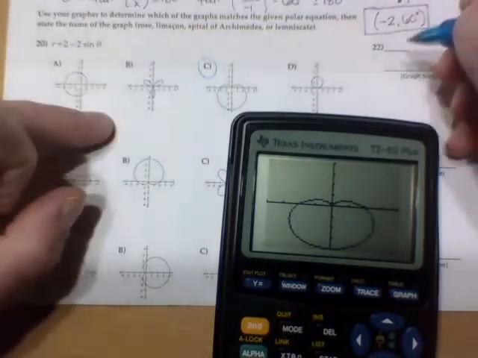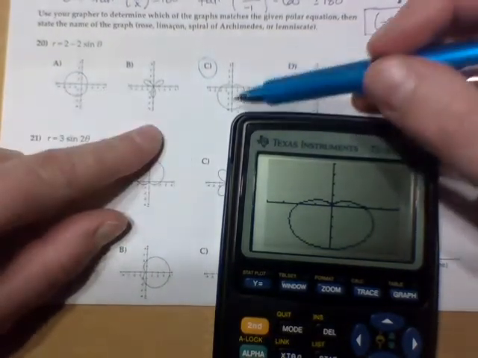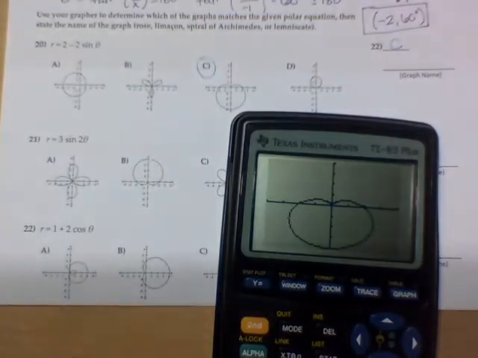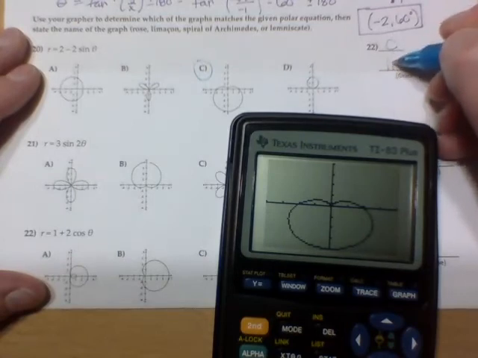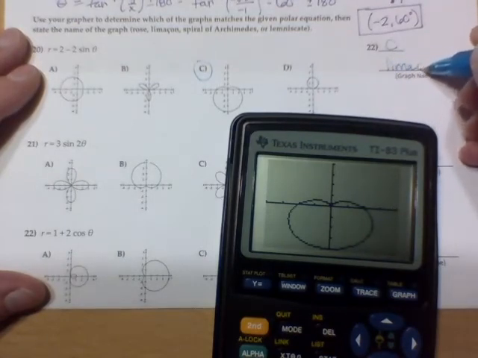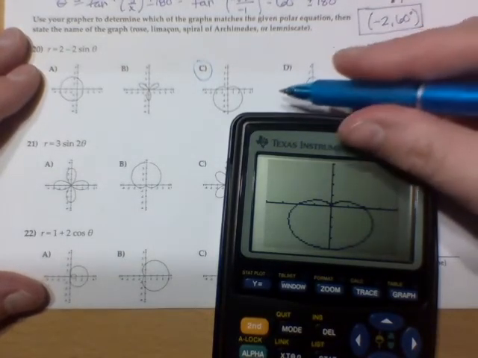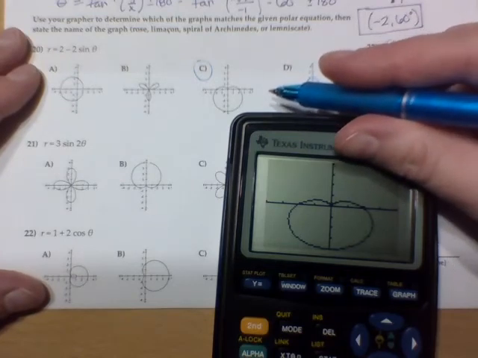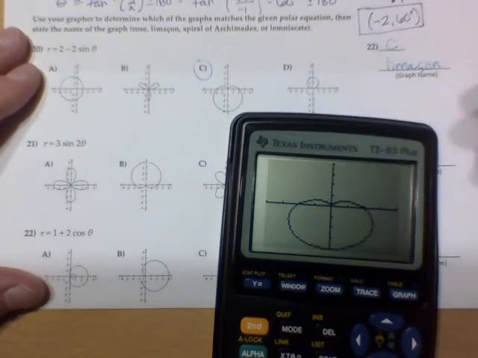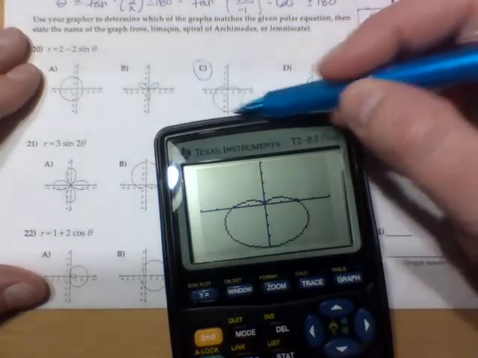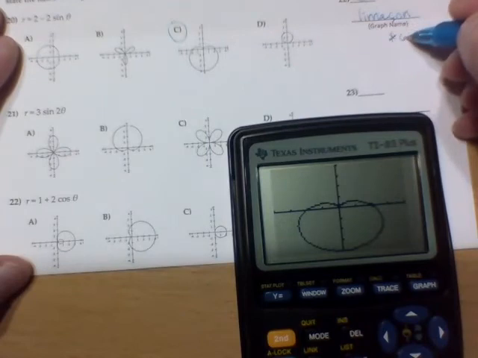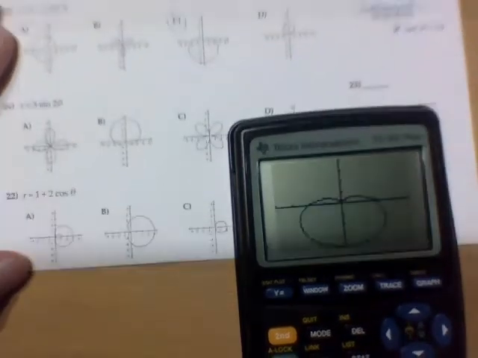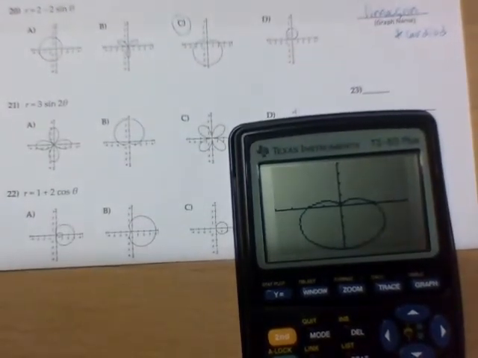So that's your C. And then remember that this one here is limaçon because it says what is the graph name. Because it kind of looks like a lima bean. You could also call it a cardioid because it's kind of got this heart shape. So that also happens. It's just a subset of the same one.